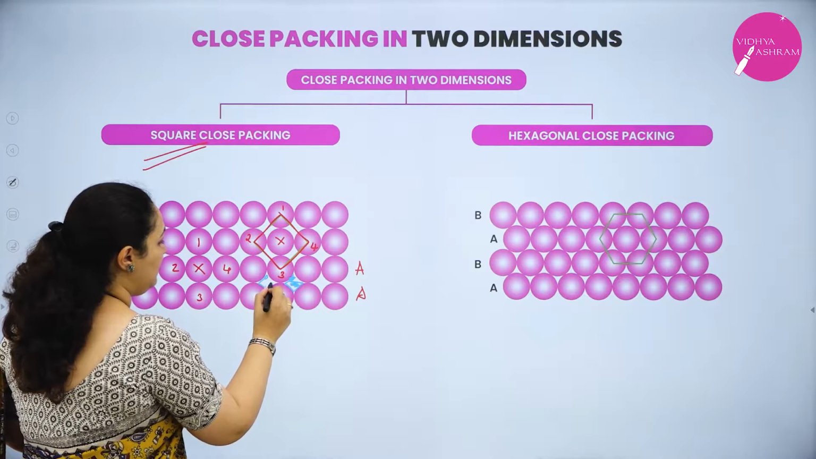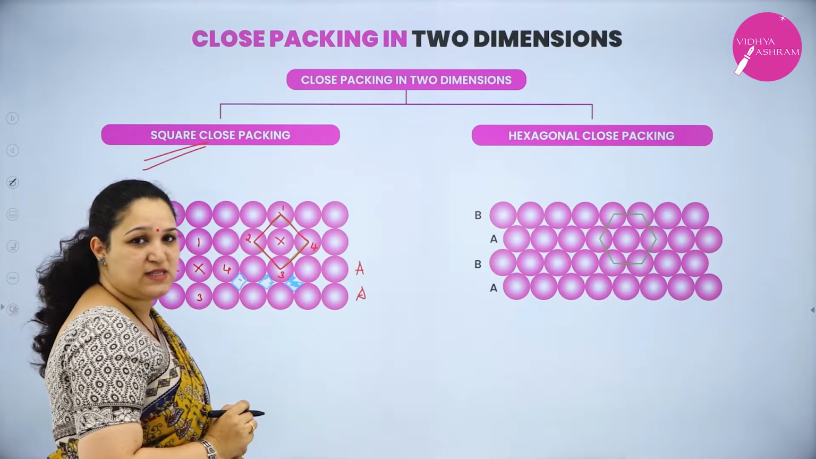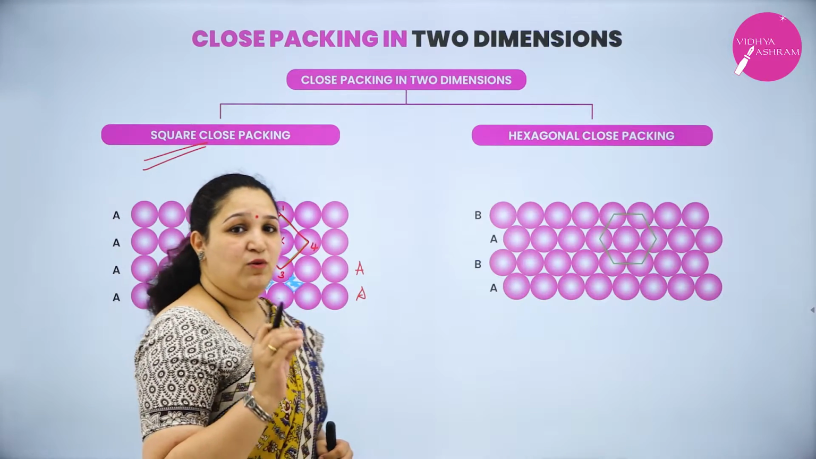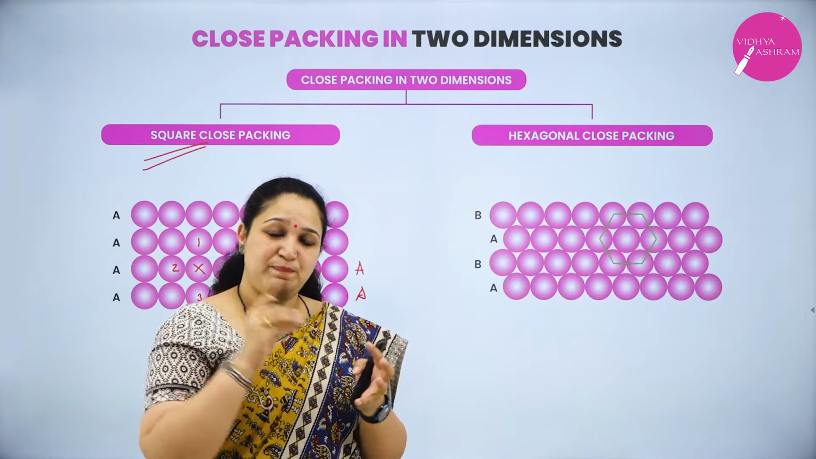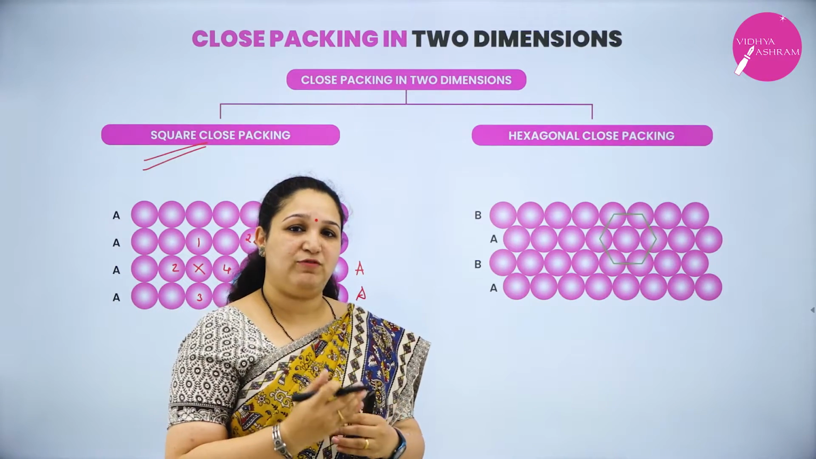Here you can see, here also there is a space, correct? These are all vacant spaces which you can see. They are called void. What is it? The new term again, void. Anywhere there is a vacant space, we call that a void. Void can be of different kinds.